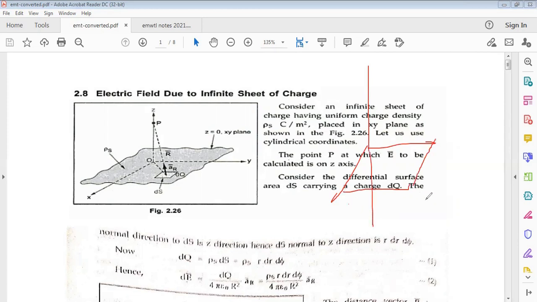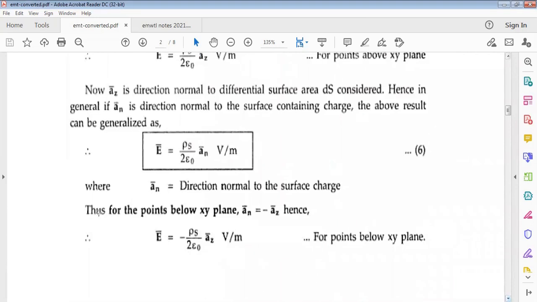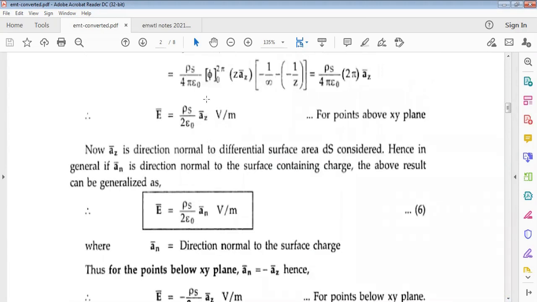Whenever the sheet is below the origin, these are above the z-axis and these are below the z-axis. Now the sheet is in the middle, at the z equal to 0 plane, the xy plane. When it is below, definitely this value is minus only. The direction is minus. So finally they are concluding that for the points below the xy plane, a_n bar becomes minus a_z bar. Previously this a_z bar is a positive direction.